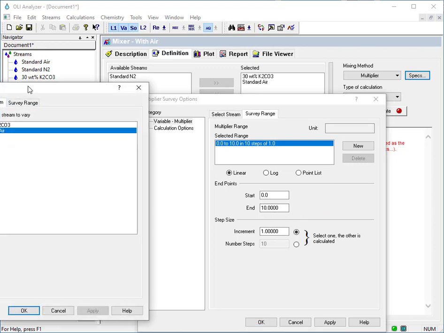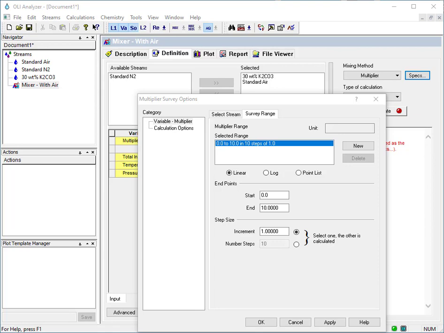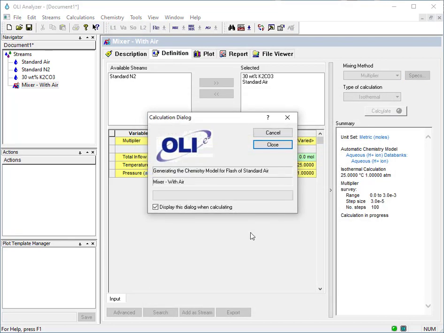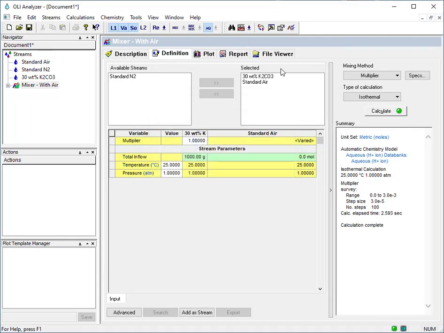The standard air range, because it is very insoluble, is I'm going to go from 0 to 3 times 10 to the minus 3 grams or aliquots of the air, and I'm going to go by 100 increments. And I'm going to just run this very quickly. So what I'm doing is I'm titrating the potassium carbonate solution with air. And I want to see how much of it I have to add till I see breakthrough or the beginning of a vapor phase.